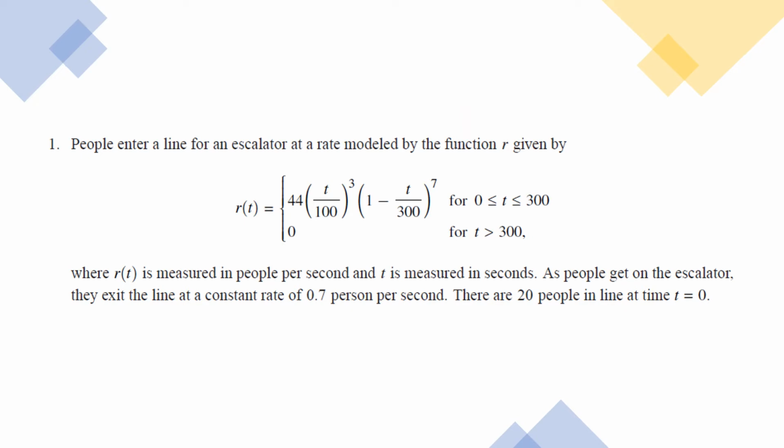People enter a line for an escalator at a rate modeled by the function r given below. Okay, so this is a rate of how fast people are jumping onto this escalator. We're told some additional information. We're told that as the people get on the escalator, they exit the line at a constant rate of 0.7 person per second. Okay, so that's going to come in handy later. We're also told that 20 people are in the line at t equals 0, or the beginning. So all this information is going to come into play.